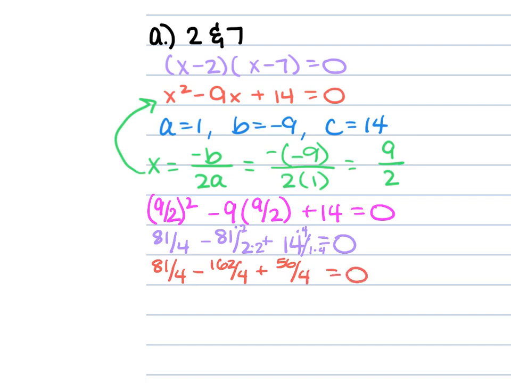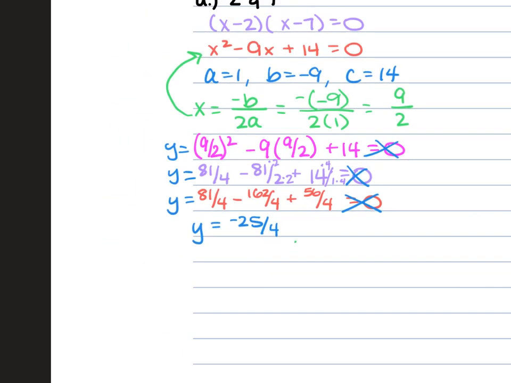So we add all of this or subtract it. The 81 minus 162 is negative 81. Negative 81 plus 56 is going to give us a negative 25 over 4. And again, this is your y. So if we get rid of that equal to 0 and we set it equal to y or f of x, which is y, we are going to be left with y. Now, you have an x, you have a y. This is the ordered pair, 9 over 2, comma negative 25 over 4.